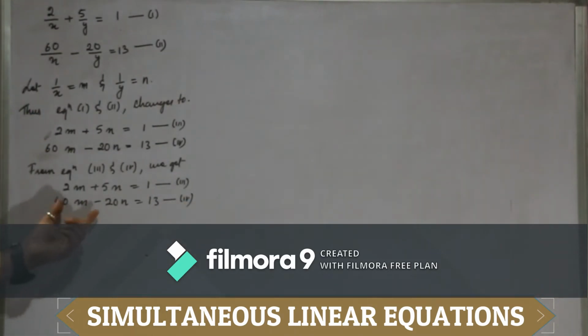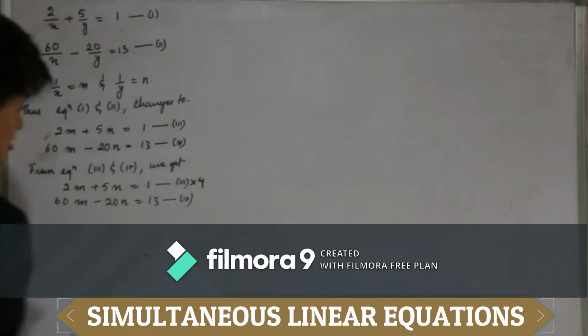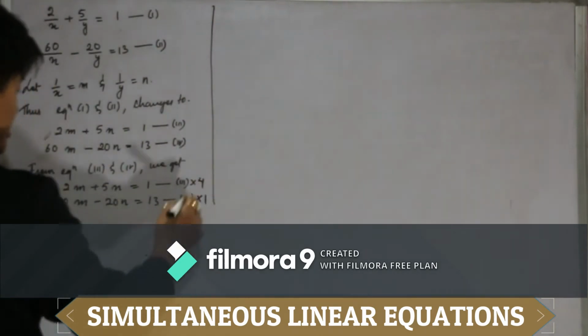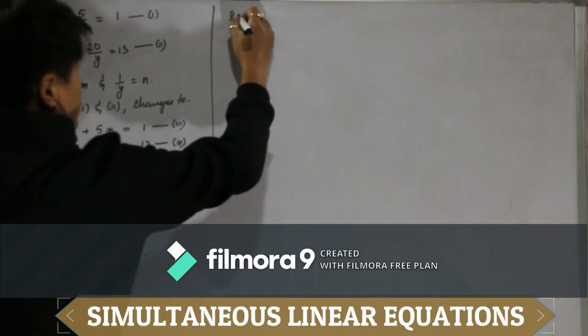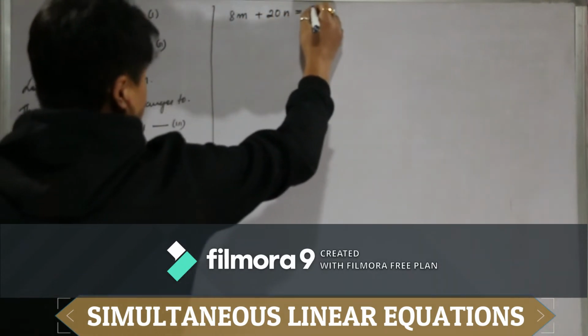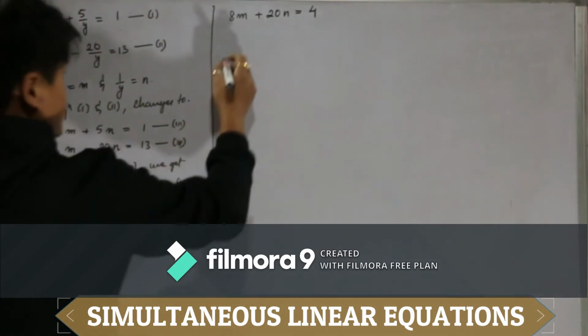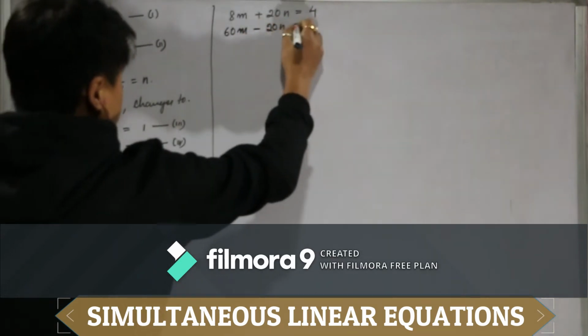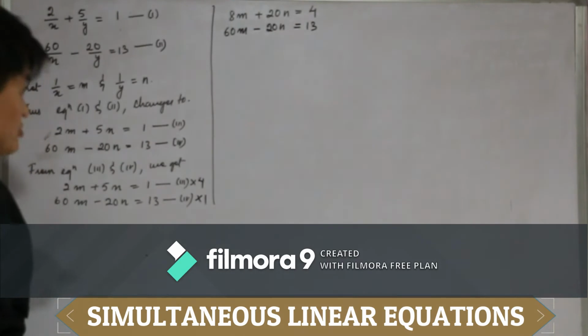Now we will multiply this equation with some number to make these sums easier. So here if you want to make this 60, then we have to multiply with 30, but if you have to make this 20, we have to multiply this just with 4. So which will be easier? So we will multiply equation 3 with 4, equation 4 with 1. So I'll just write it down here. 4 into 2 is 8m plus 4 5 are 20n, 4 1 are 4, and 60m minus 20n is equal to 13. Which will not change here.